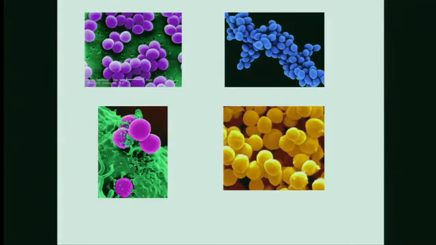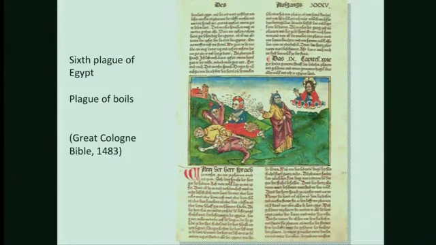Staphylococcus coming from the Greek for looking like grapes, essentially. And these are, that's Staph aureus, that's Staph aureus. No, that's Staph aureus being eaten by a leukocyte. Saprophyticus, epidermidis, I think. Doesn't matter. So there we go. First known staph infection. Plague of boils, 6th plague of Egypt. Obviously I don't really know, but I thought it was a nice picture.